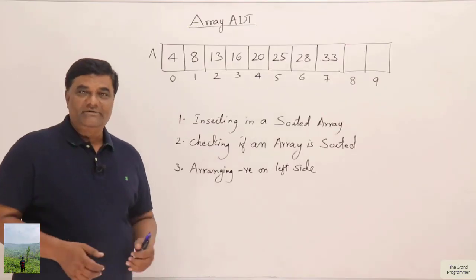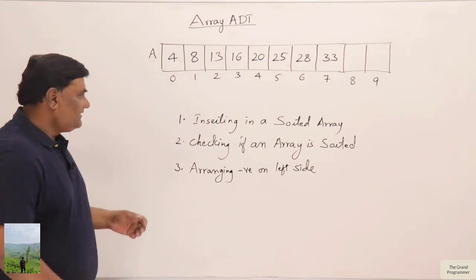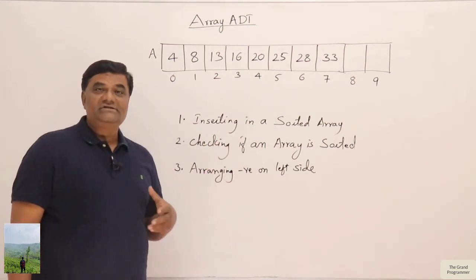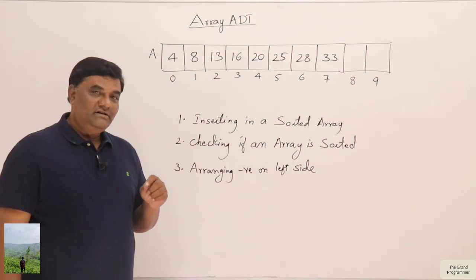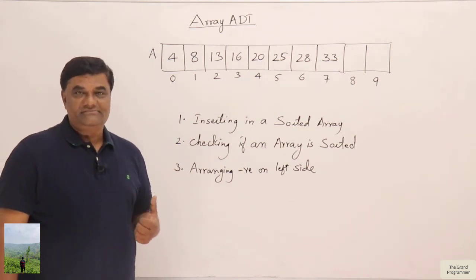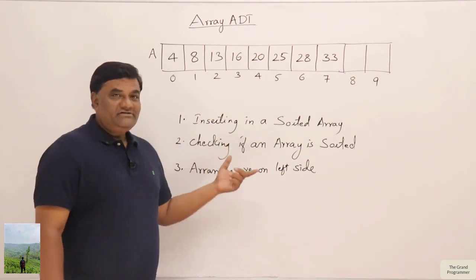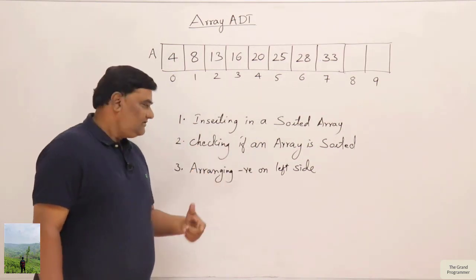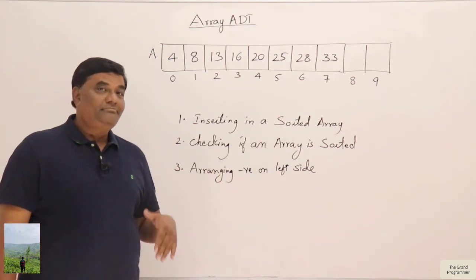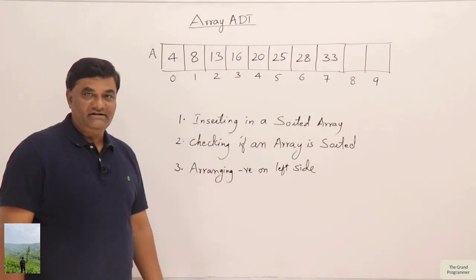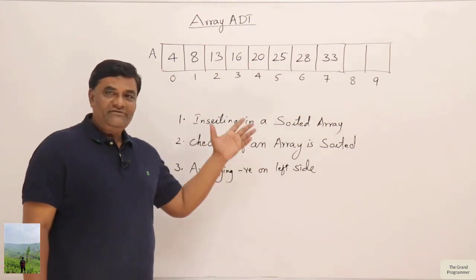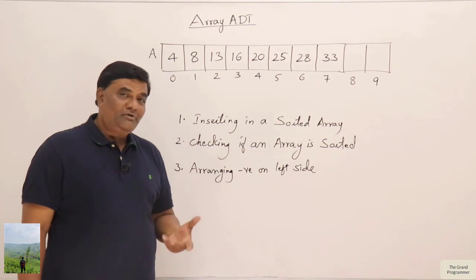Let us look at a few more operations on an array, like inserting in a sorted array. We want to insert a new value in an array which is already sorted. So we should add a new value at a sorted position. The next one is checking if an array is already sorted. Then one more, arranging all negative elements on the left side and positive elements on the right hand side. So let us check these. So these are a few simple operations, but they are important operations.